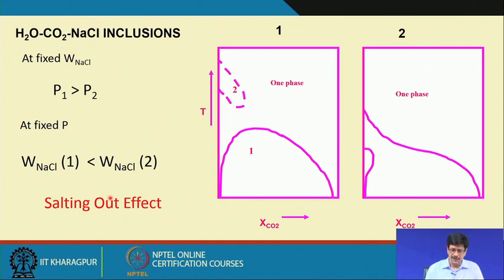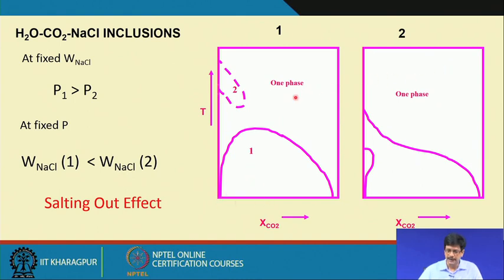So, what we see here, it sometimes becomes easier to represent the ternary in terms of a binary or a pseudo binary. We can always think of this like the binary which we considered before, water and carbon dioxide. We can say that this water also has a fixed concentration of electrolytes like sodium chloride, which can be expressed in terms of weight percent.